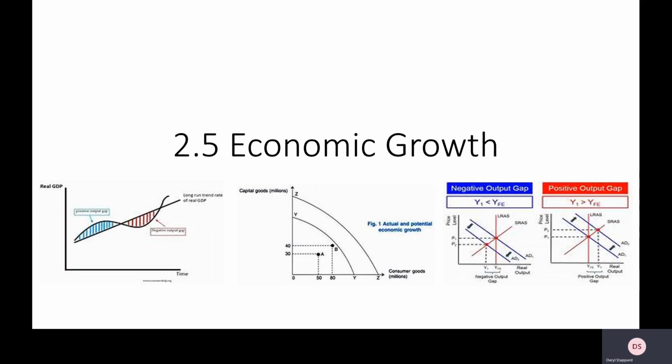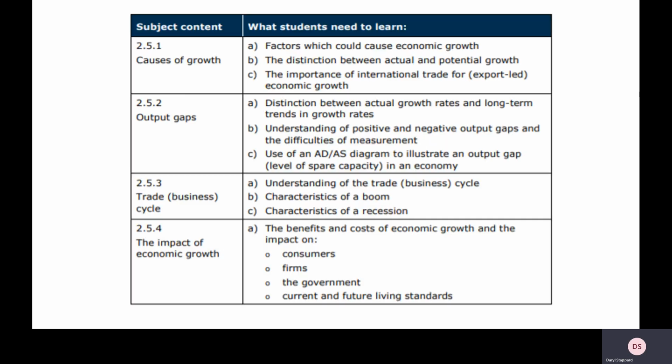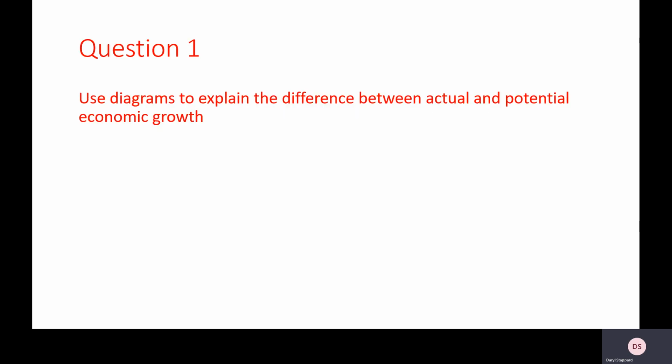Hello everybody and welcome to this theory video that is looking at theme 2's economic growth topic. So this is 2.5 from the specification. The specification which we are covering is on the board here. So we're going to be looking at the causes of economic growth, how we measure output gaps across the economy. We're going to be looking at the business cycle and the impacts of economic growth on different economic agents.